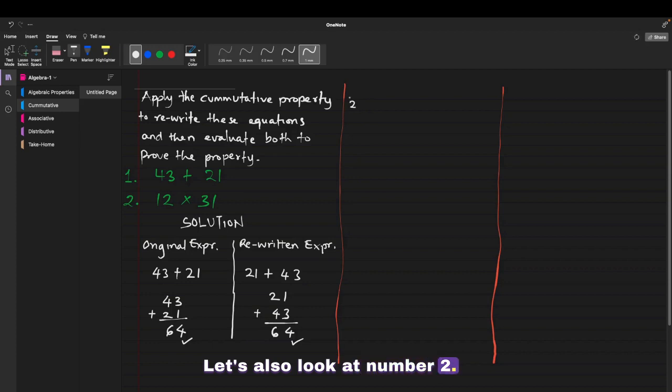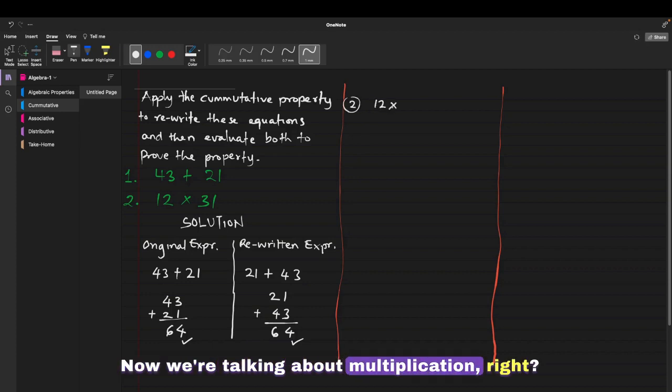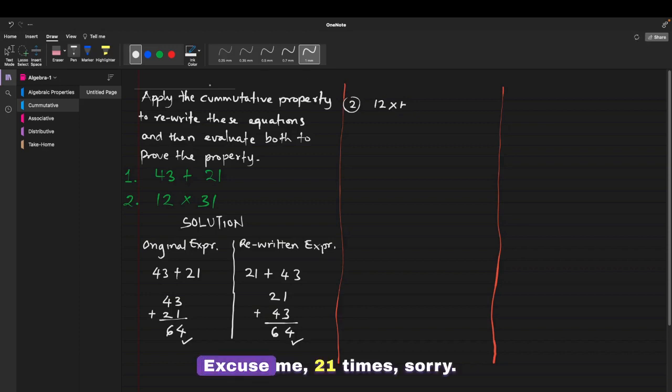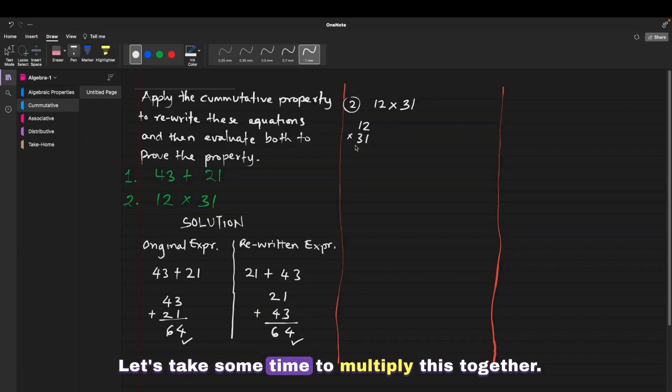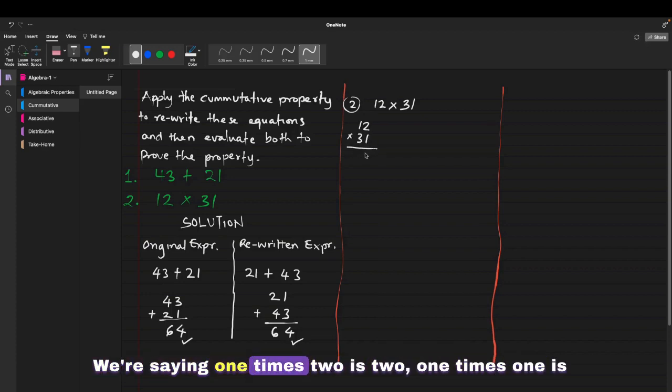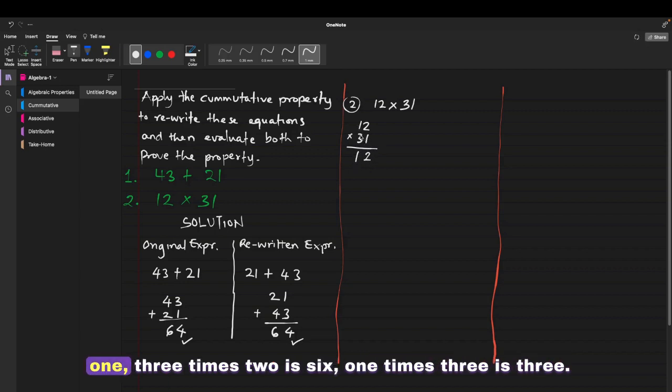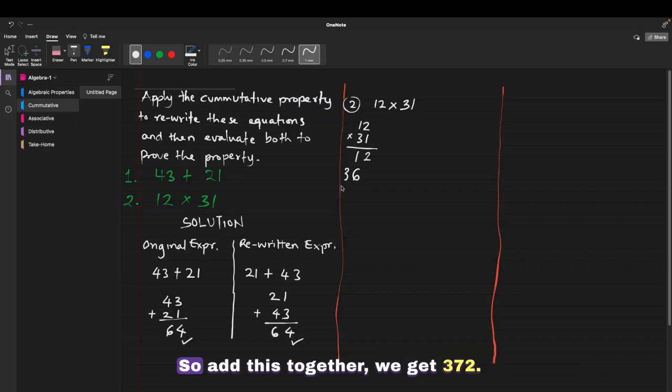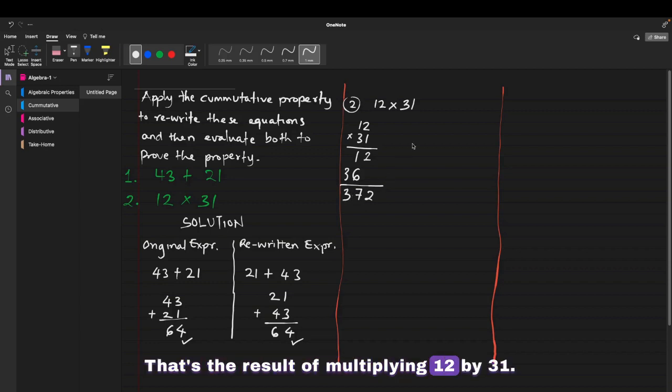Let's also look at number 2. Now we're talking about multiplication, right? Twelve times 31. And that is 12 times 31. Let's take some time to multiply these together. We're saying 1 times 2 is 2, 1 times 1 is 1, 3 times 2 is 6, 1 times 3 is 3. So if we add this together, we get 372. That's the result of multiplying 12 by 31.